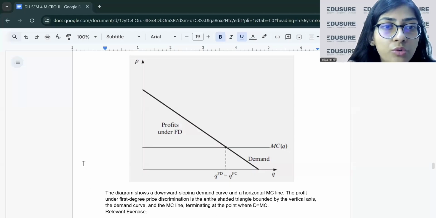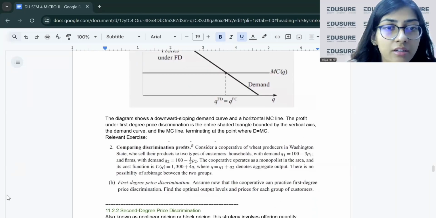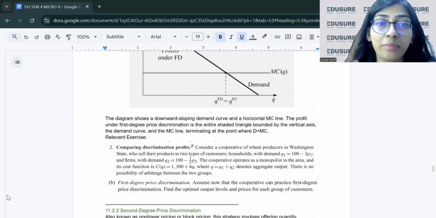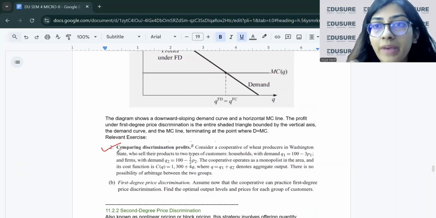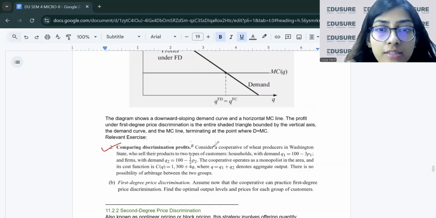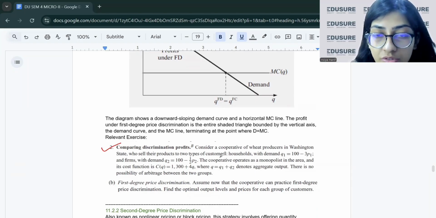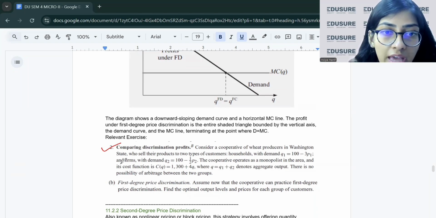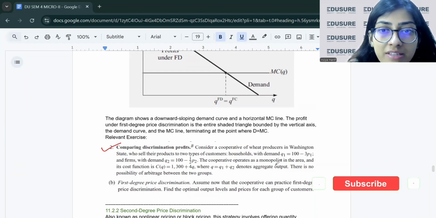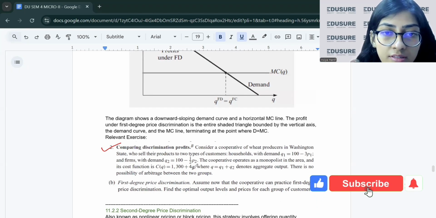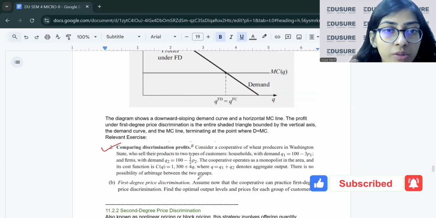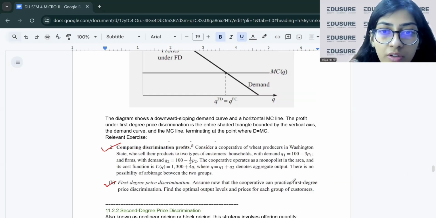Okay, so now we move to an exercise. Okay, to understand first degree price discrimination better, let's solve this question from the back questions. Okay, question number 2. Consider a cooperative of wheat producers in Washington state who sell the products to two types of customers: households with demand this thing and firms with demand this. The cooperative operates as a monopolist in the area and its cost function is this. There is no possibility of arbitrage between the two groups. Part B is first degree price discrimination. Assume now that the cooperative can practice first degree price discrimination. Find the optimal output levels and prices for each group of customers.